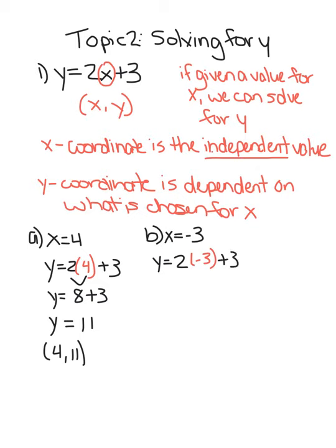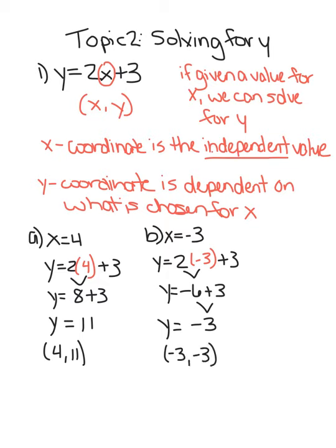Right, so instead of x, we put in -3. So 2 times -3 is -6. So y equals -6 plus 3. -6 plus 3 is -3. Again, you may use your calculator to help you with these. So y equals -3. So my ordered pair is x is -3, y is -3.